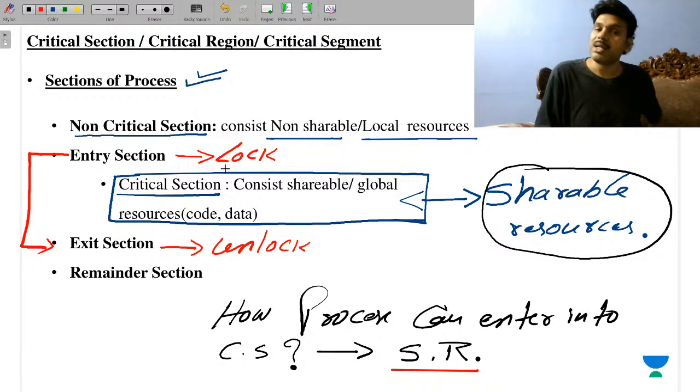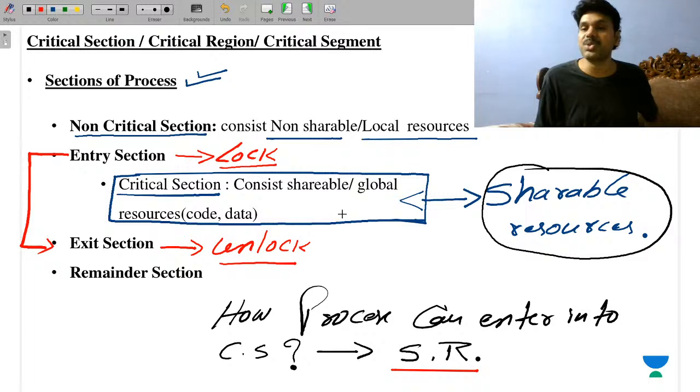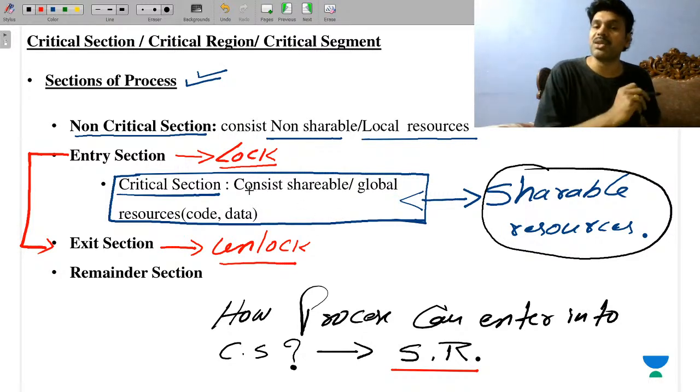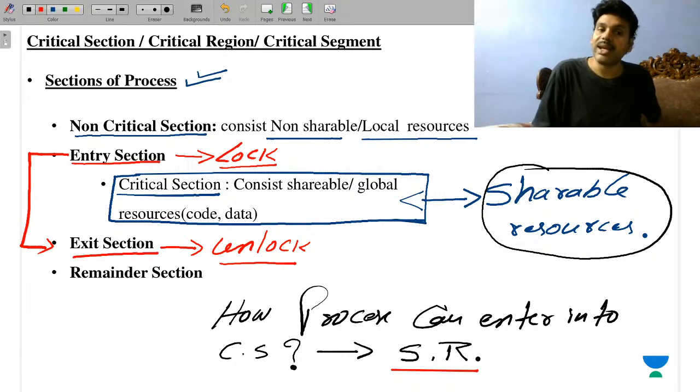That's the meaning of lock and unlock. Lock to enter the critical section, unlock to release from your critical section. If you have not unlocked, that means somebody is inside, so others must not be able to enter the critical section. That's the responsibility of your process synchronization. Your shareable resource is protected by the critical section, and your critical section is also protected by lock and unlock sections. That's called the entry section and exit section.